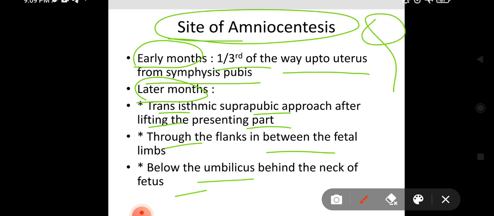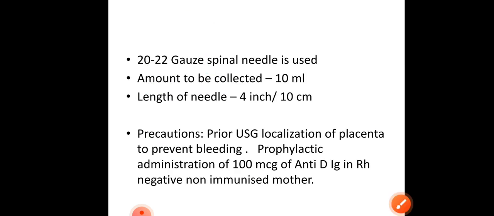So how can the question be framed? It can be given that which of the following is the preferred site for amniocentesis in early months of pregnancy. So these 4 points can be given in options, and you have to choose that 1/3 of the way up to the uterus from symphysis pubis is the preferred site for amniocentesis in early months of pregnancy. So while going through these videos and slides, you have to keep in mind how MCQs can be framed.